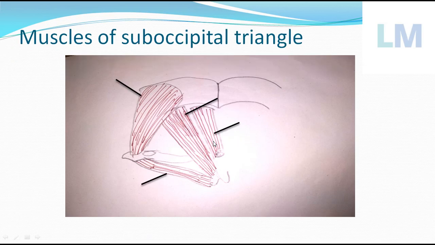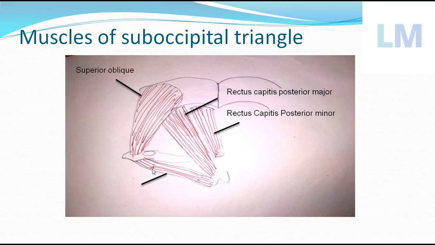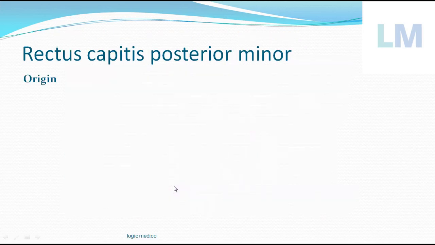In the suboccipital triangle, the triangle will have three boundaries: the medial boundary, the superolateral, and the inferolateral boundary. This is the midline. In the medial boundary, there are two muscles which are going straight. One is Rectus Capitis Posterior Major. The other one is Rectus Capitis Posterior Minor. Whereas in the superolateral boundary, it's Obliquus Capitis Superioris, or just called superior oblique. In the inferolateral, it is Obliquus Capitis Inferioris, or just called inferior oblique. So out of these, today's topic is Rectus Capitis Posterior Minor.